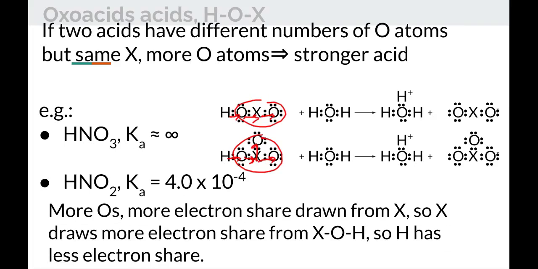So the more oxygens there are, the more the electron share is drawn away from that central nonmetal. So then that central nonmetal, in turn, pulls more electron share away from the XOH chain. So that means the hydrogen is going to have less electron share, and that makes it a better deal for hydrogen to leave and go find electron share from the oxygen in the water molecule.